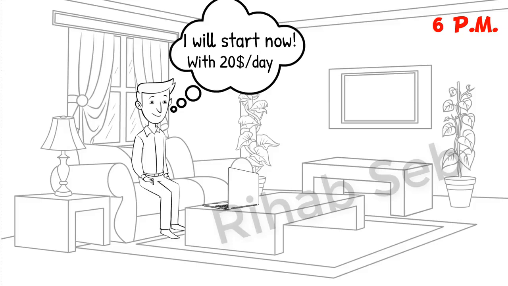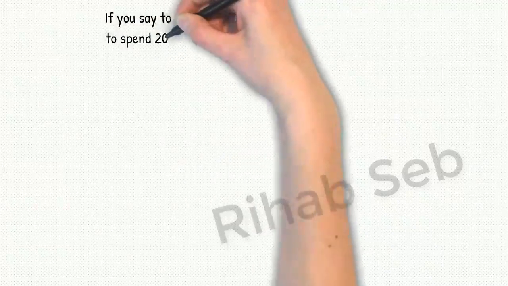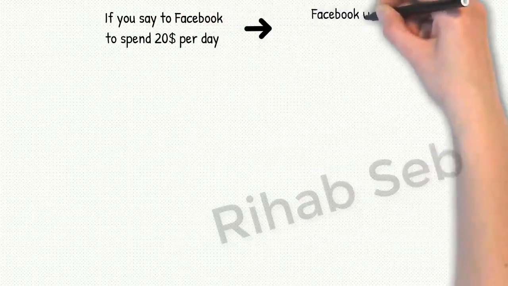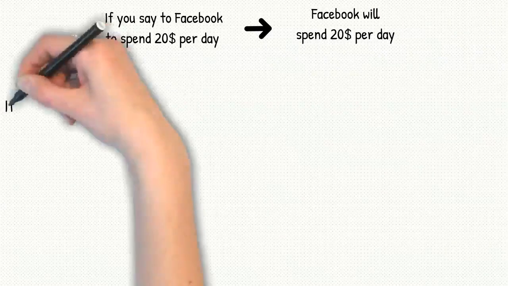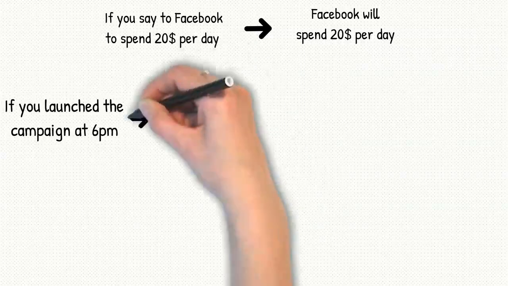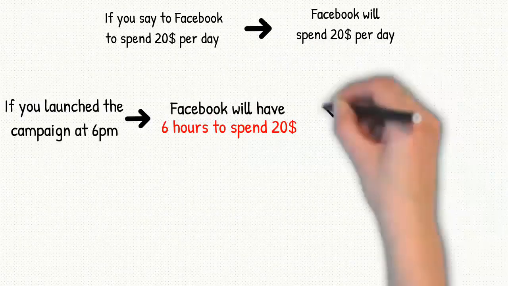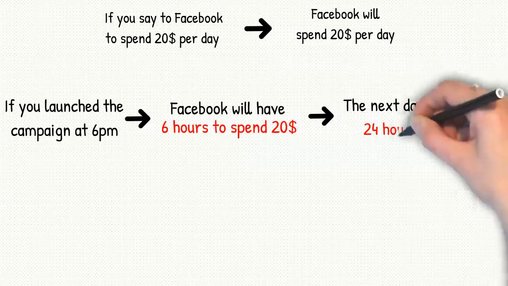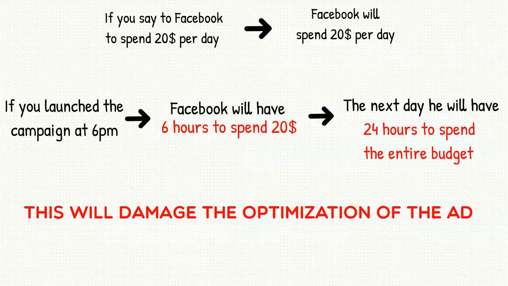And let's suppose you decided to begin with a budget of $20 per day. If you say to Facebook to spend $20 per day, then he will spend $20 per day. So if you launch the campaign at 6 p.m., Facebook will have 6 hours to spend these $20. And the next day, he will have 24 hours to spend the entire budget. And this will damage the optimization of your ad.